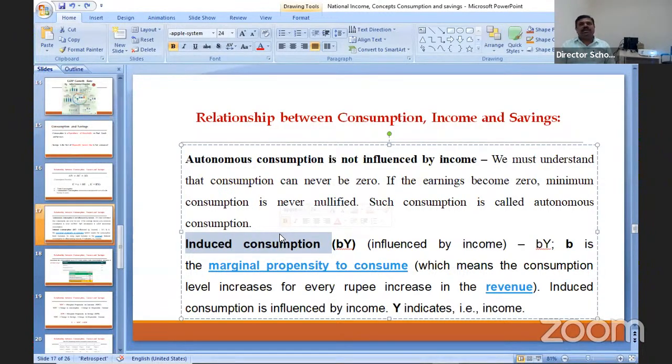The second one is induced consumption. Induced consumption is basically influenced by income, which depends heavily upon the total income. When the income of a person increases, then consumption also increases. When the income decreases, then consumption also decreases. That part of consumption is called induced consumption. So the consumption of a person depends upon these two types of consumption. This is also called the consumption function.